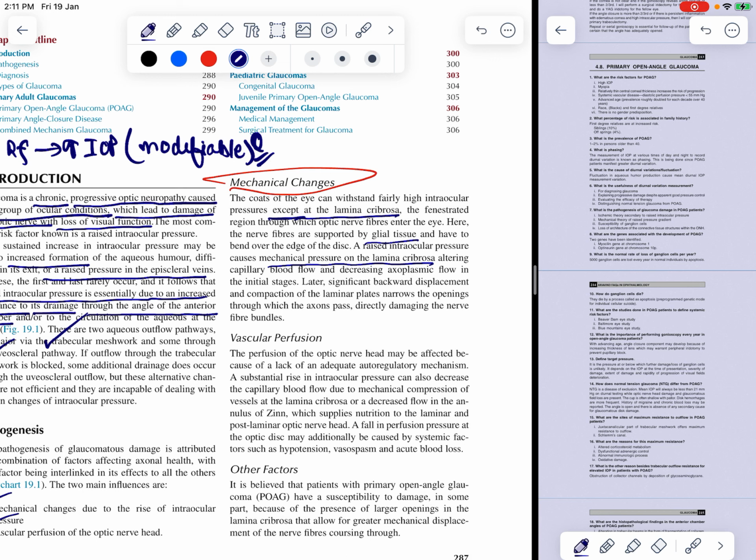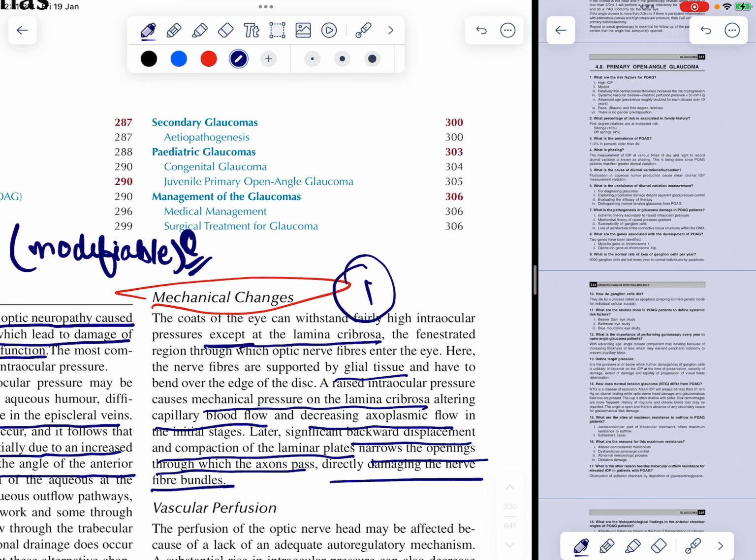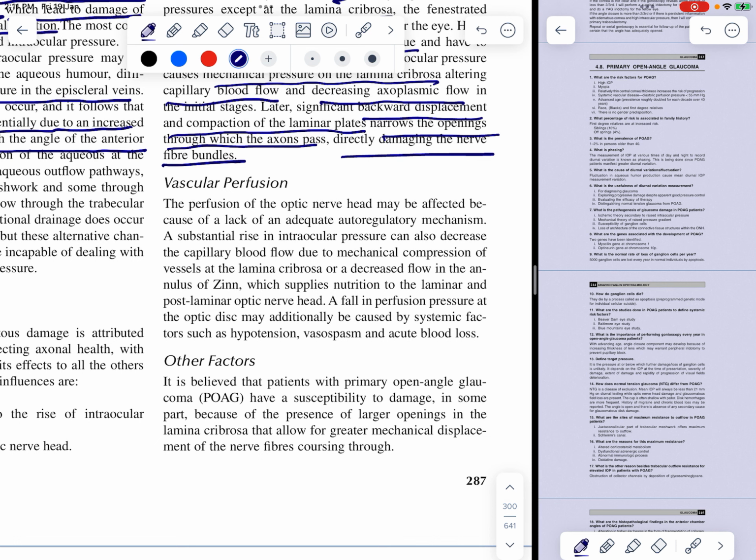Mechanical pressure on the lamina cribrosa alters the capillary blood flow and decreases the axoplasmic flow, leading to axoplasmic stasis. Later, backward displacement and compaction of the laminar plates narrows the openings through which the axons pass, directly damaging the nerve bundles. You have to understand the basics before you understand the concept of the disease. You got to know about the mechanical changes. Next, we have the vascular perfusion. These are the two main pathologies.